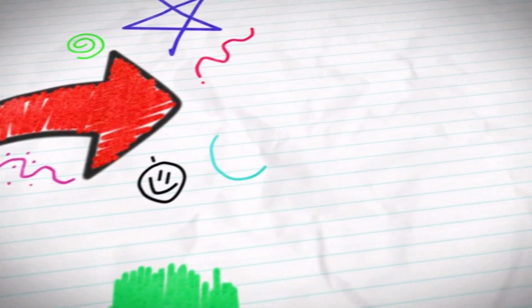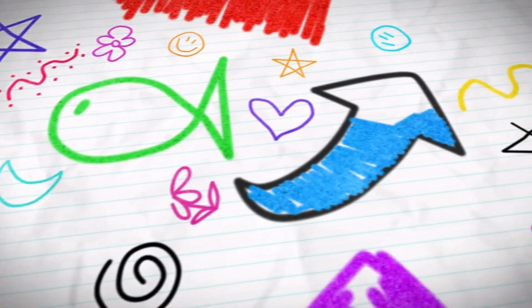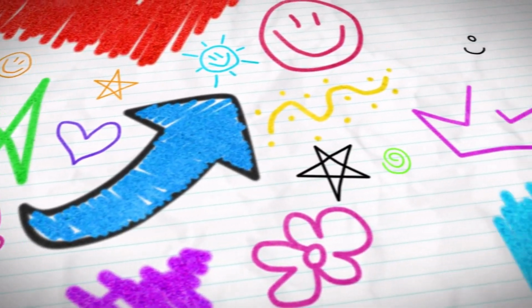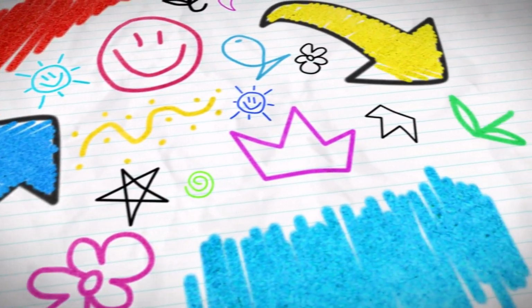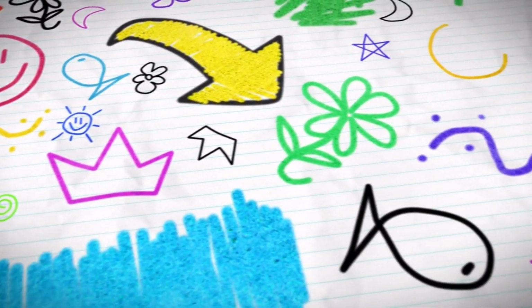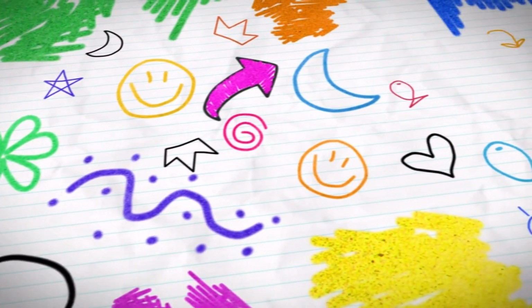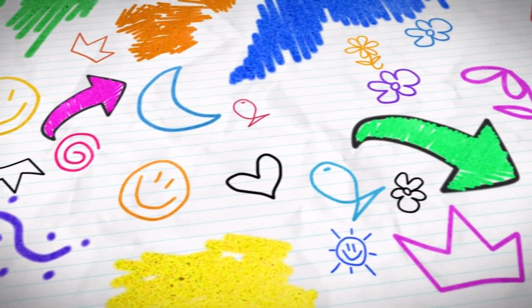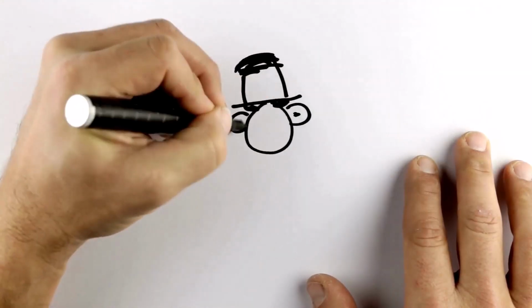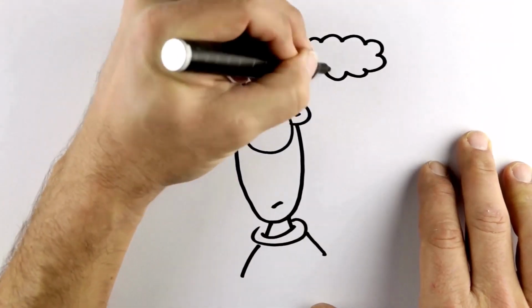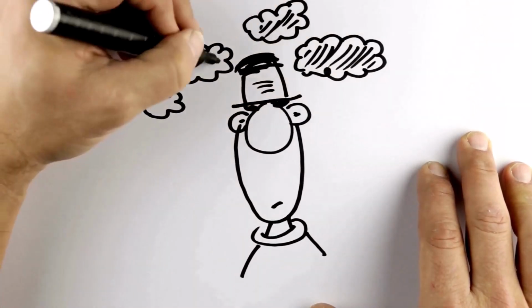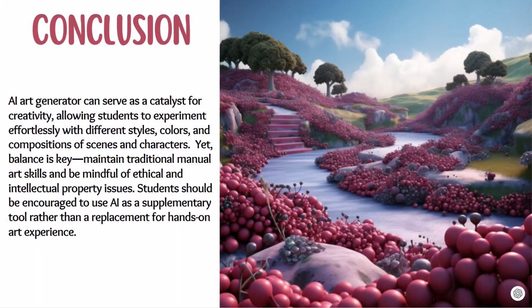An AI art generator can serve as a catalyst for creativity, allowing students to experiment with different styles, colors, and composition of scenes and character variations at the click of a button. This boosts students' digital literacy and can open up new avenues for interdisciplinary learning. However, students should be encouraged to use AI as a supplementary tool rather than a replacement for hands on artistic creation.